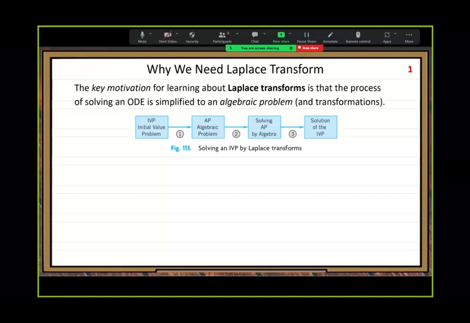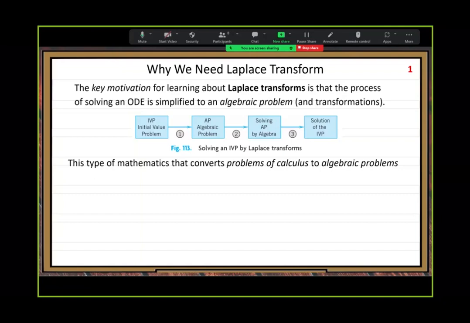After you see some examples, you will know how powerful this method is. This type of mathematics converts a problem of calculus. Before the conversion, you have a lot of derivatives, second derivatives, higher order derivatives, calculus related content. So you convert a problem of calculus to an algebraic problem.